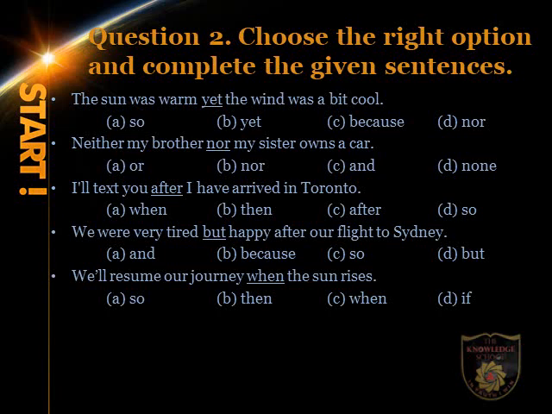Number 3, I'll text you dash I have arrived in Toronto. Options are when, then, after, and so. And the correct option is after I have arrived in Toronto. Next one is we were very tired dash happy after our flight to Sydney. Options are and, because, so, and but. Correct option is but happy after our flight to Sydney.